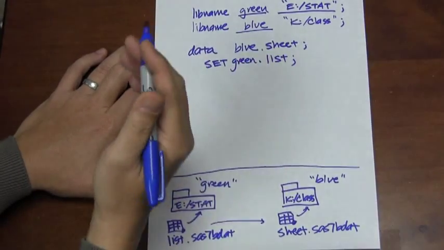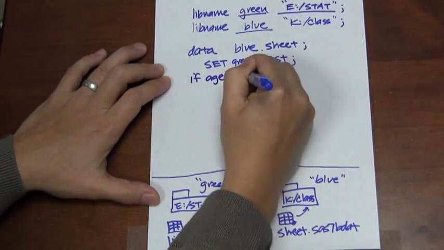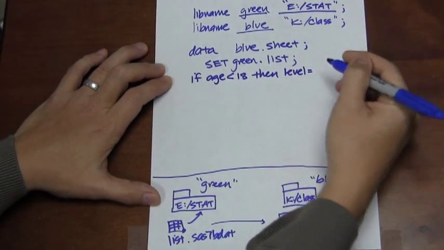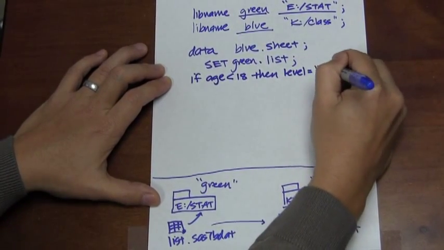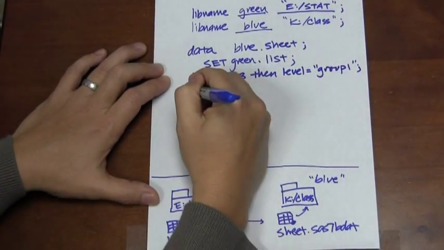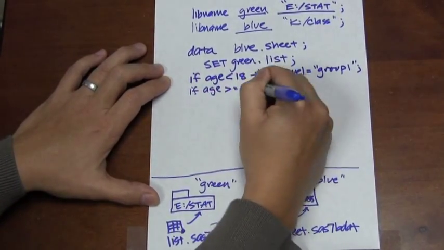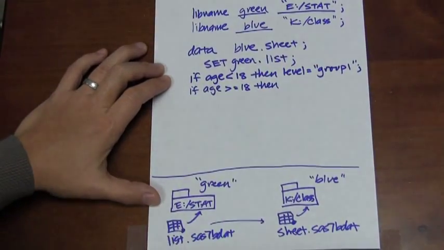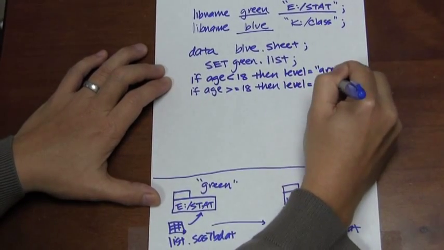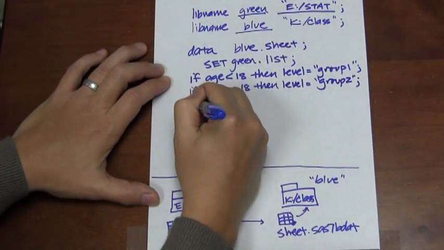And as I mentioned, I had some conditions on age. If age is less than 18, then I'll make a new variable called level, and I'll put those individuals into group 1. Otherwise, I could have used an else statement here, but let's just write it this way. If age is greater than or equal to 18, then level is equal to group 2. Alright, and it's as simple as that.